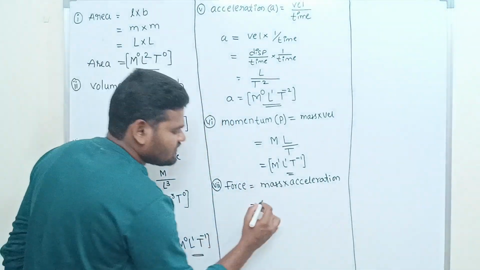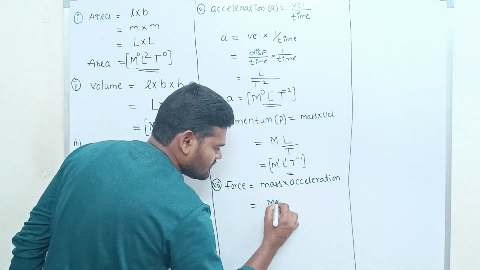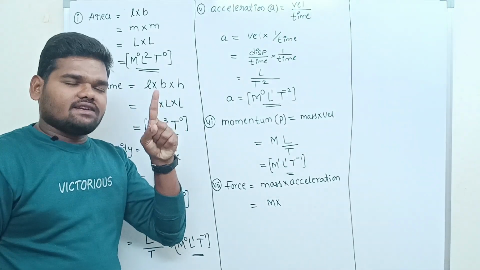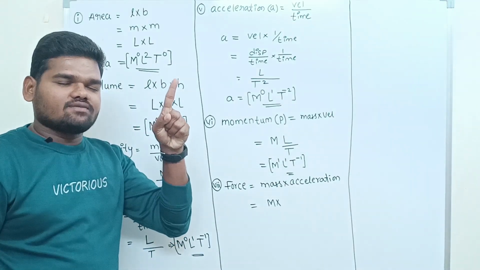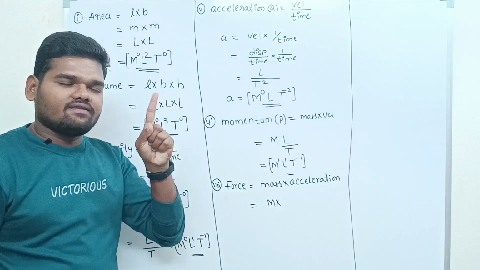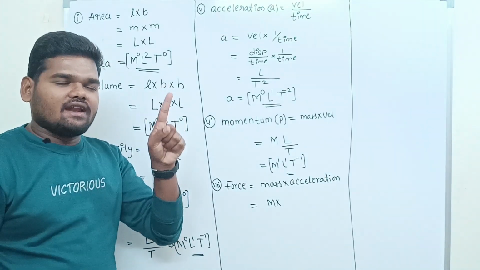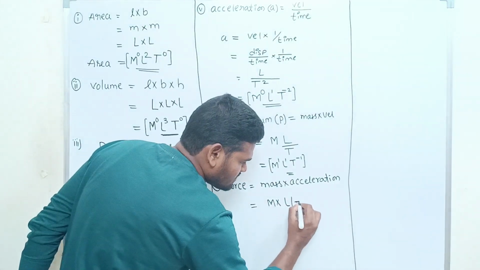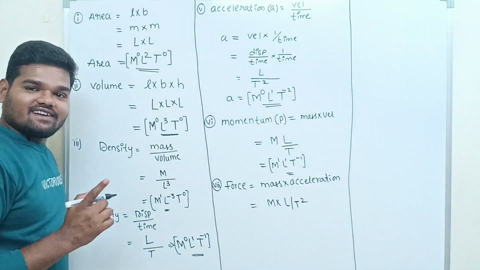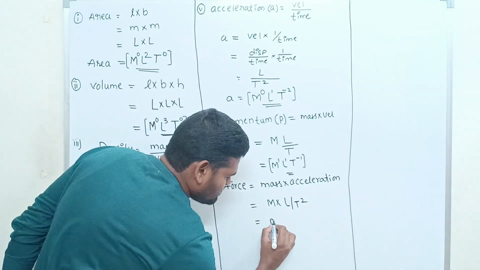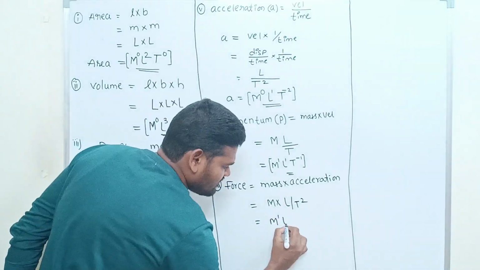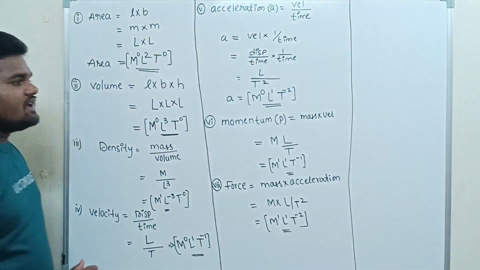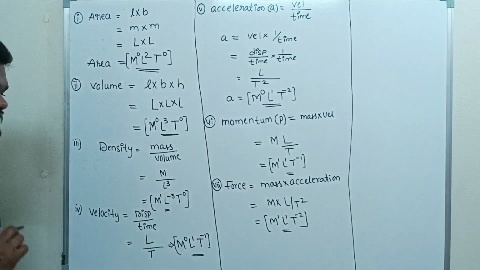Mass. What is the dimensional formula for mass? Capital M into acceleration. Acceleration is nothing but what? Velocity by time. Velocity is nothing but what? Displacement by time, L by T. Already one more time term is there, L by T into T, so acceleration means L by T square. Are you getting? Right. Okay. So M power 1, L power 1, T power minus 2. Any doubt? No doubt.